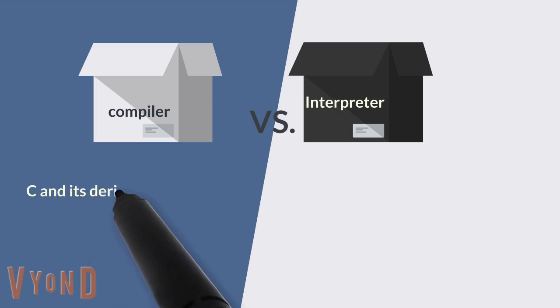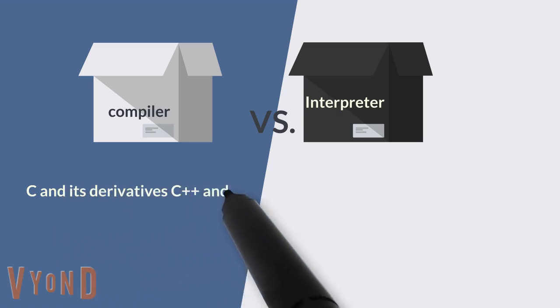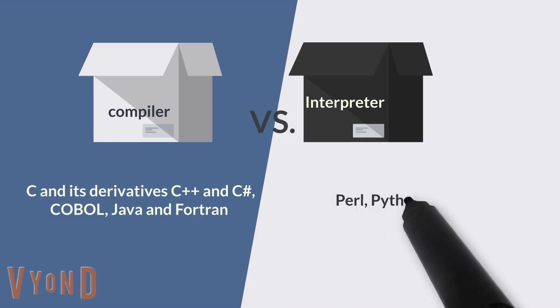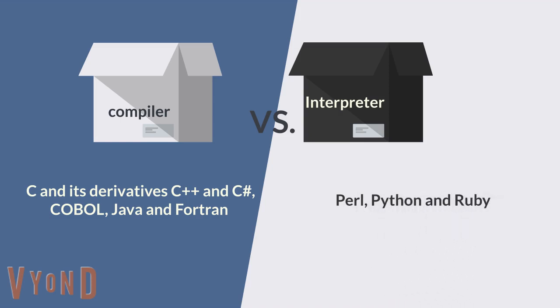Examples of popular programming languages that use a compiler include C and its derivatives C++, C#, COBOL, Java, and Fortran also. Examples of popular programming languages using interpreters are Perl, Python, and Ruby.